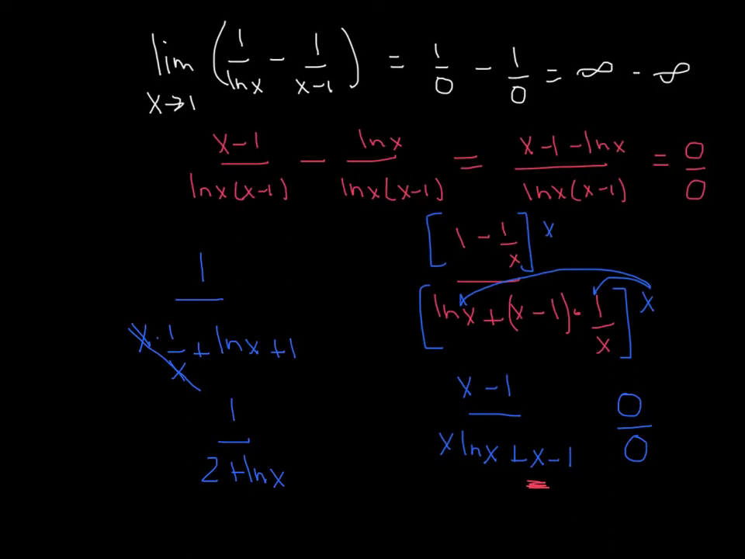Now, when we plug in 1, let's just see what we get. Limit as x approaches 1. Well, natural log of 1 is 0, so our final answer is 1/2. And there's the power of L'Hopital's Rule.